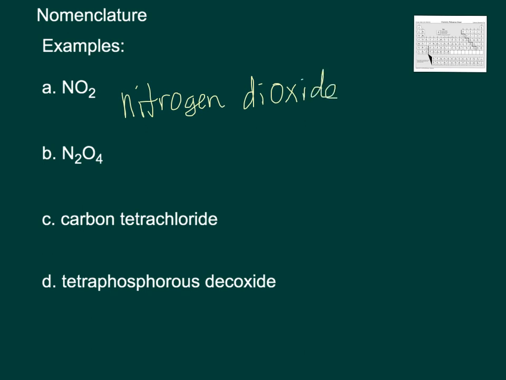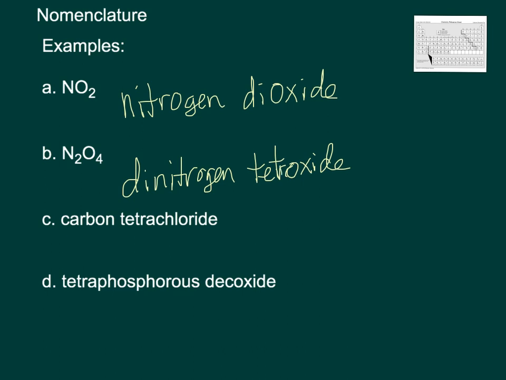N2O4. In this case, we need that number prefix, di, nitrogen, and then 4 oxygens, tetra. Usually you're going to drop that a. If it's another vowel, it'll be tetroxide. Sometimes you'll see it written as tetraoxide. Tetra is technically the prefix there.